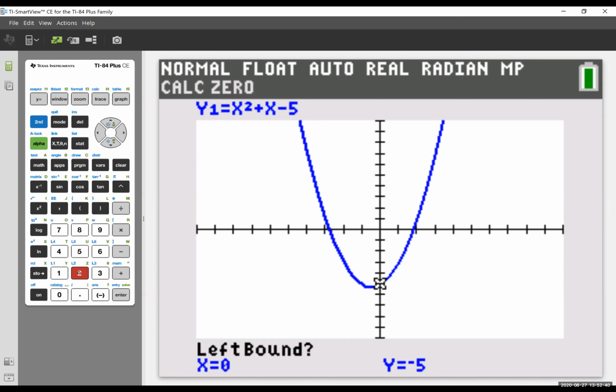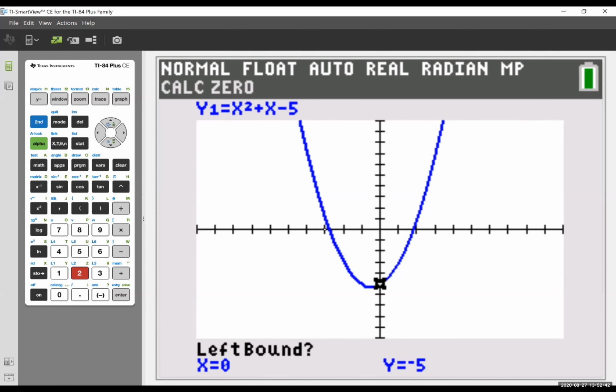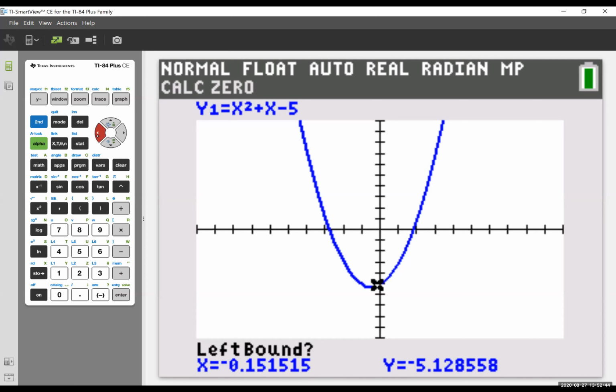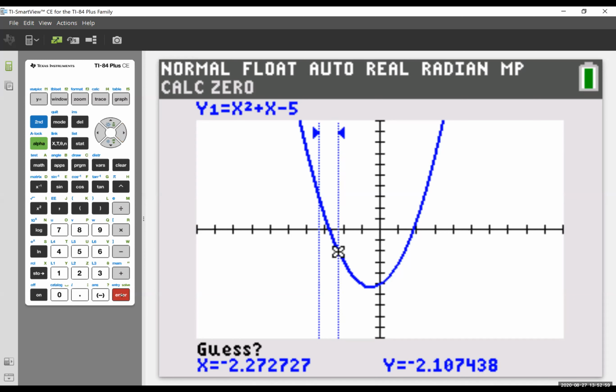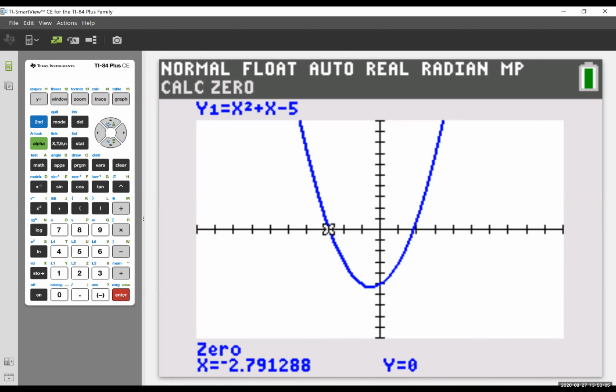We're looking for the left bound. So if I'm going to find the root that's on the left, I'm going to move the arrow key to help me see a left bound. You've probably had a lot of practice with this already. Left bound, we'll press enter. Then we'll move it a little bit over so that we have a right bound, just so that we are isolating where that 0 would be. We press enter one more time, we make the calculator guess, and we do have one of our roots.